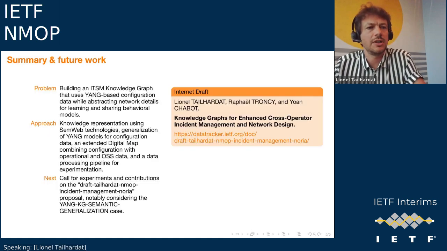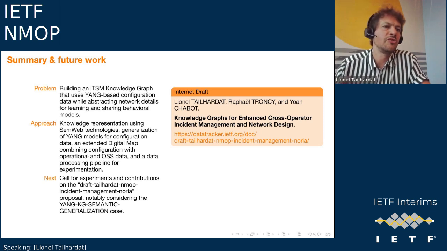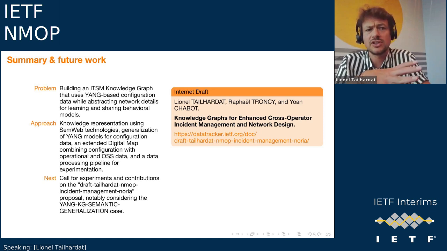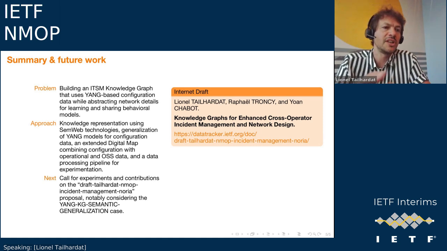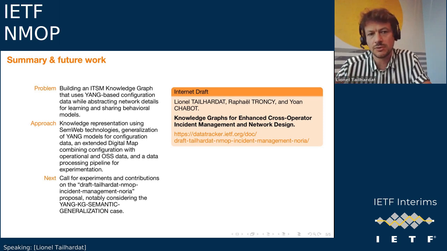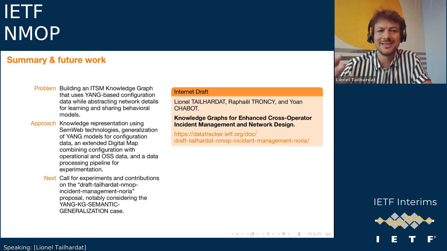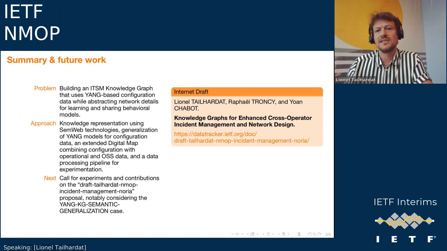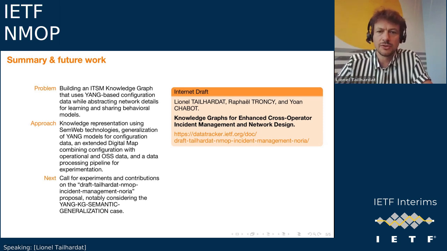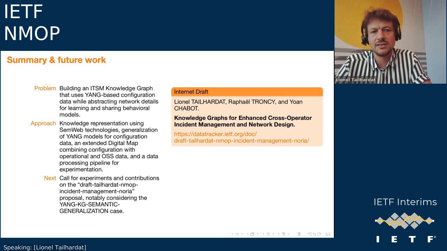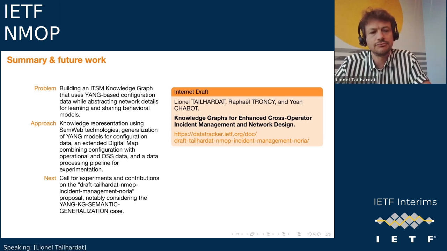So, wrapping things up, I wish to address the problem of building an ITSM knowledge graph that uses YANG-based configuration data while abstracting network details for learning and sharing behavioral models. And for this, the proposed approach is using knowledge representation based on semantic web technologies first. Secondly, it's about the generalization of YANG models for configuration data, but also to add an extended digital map combining configuration data with operational data and operational support systems data. And this means having a meta-ontology and linking between this meta-ontology and sub-ontologies consisting of YANG models translated into semantic web ontologies.